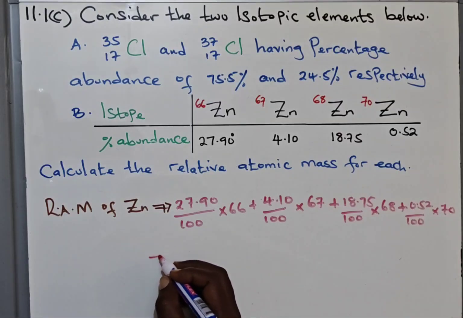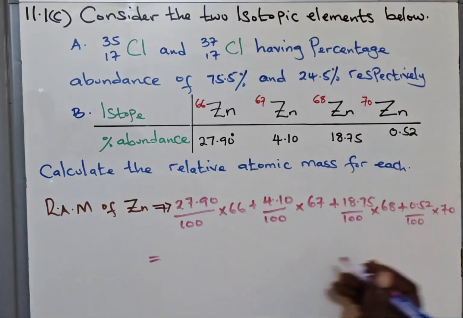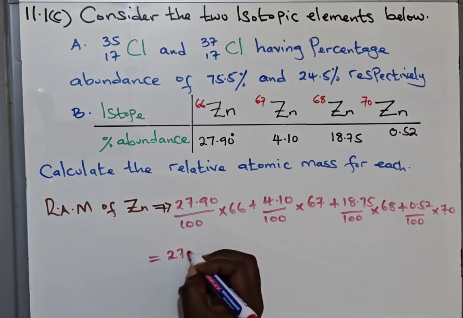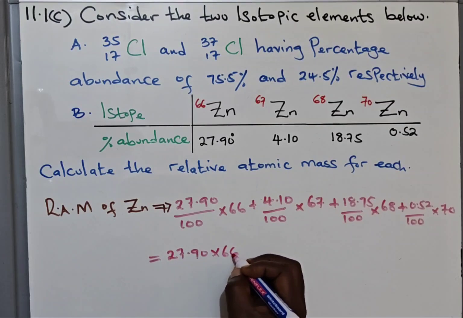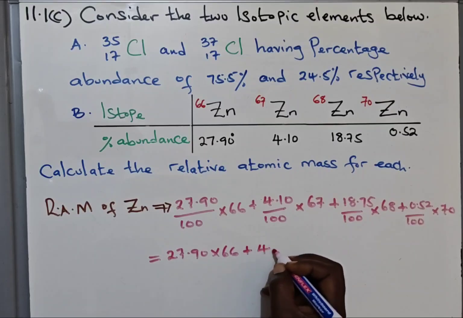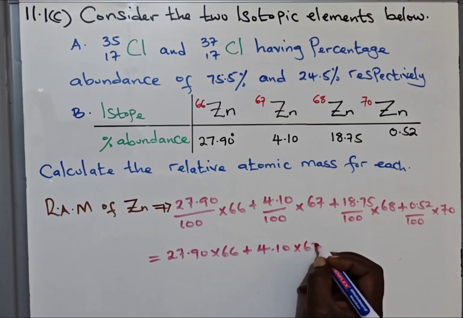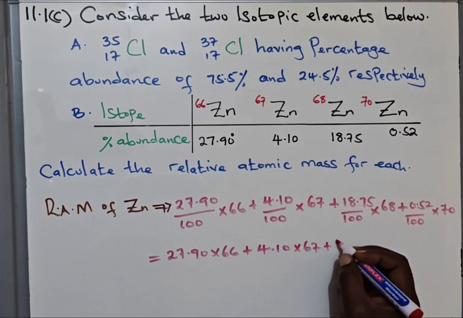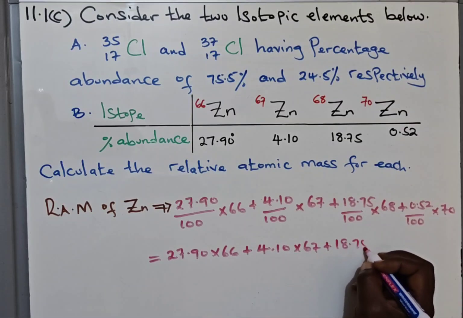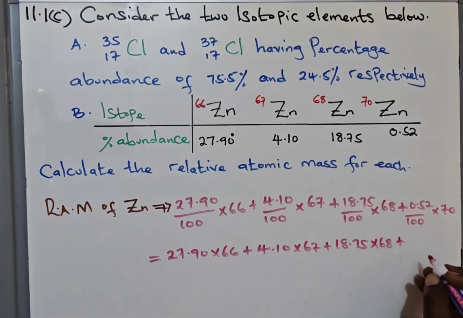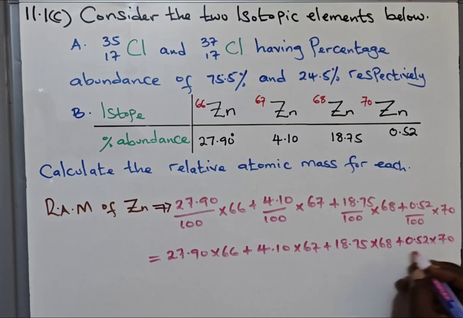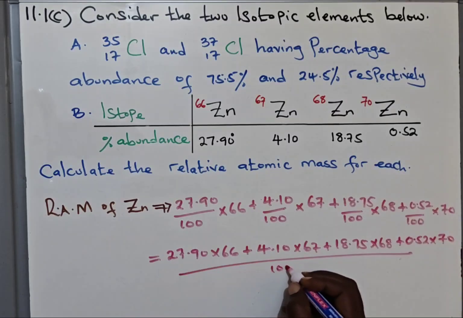What we get out of here, we can summarize by saying 27.90 times 66 plus 4.10 times 67 plus 18.75 times 68 plus 0.52 times 70, all over 100.